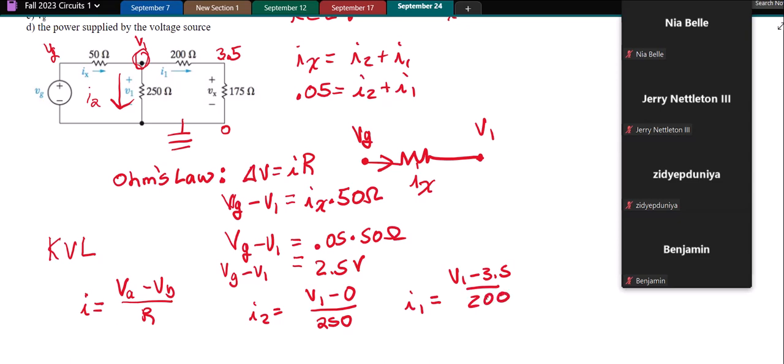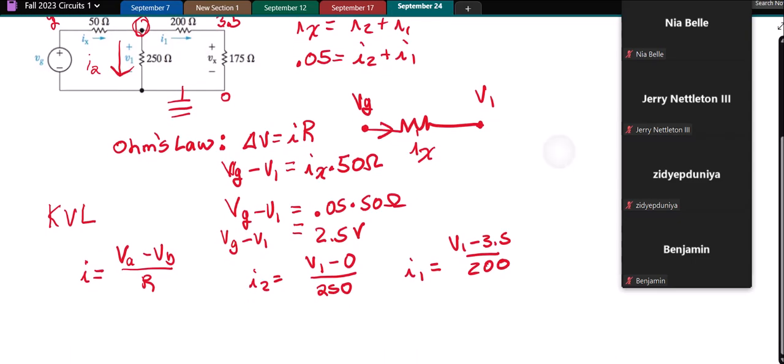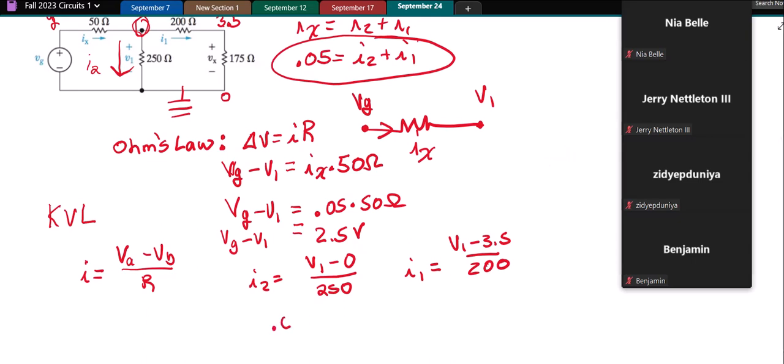And actually, I think that's all I need on this one. I don't think I need to do any KVL, because now I can plug into this equation. So 0.05 equals V1 over 250 plus V1 minus 3.5 over 200.